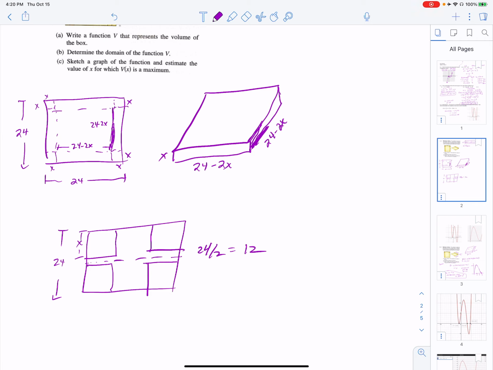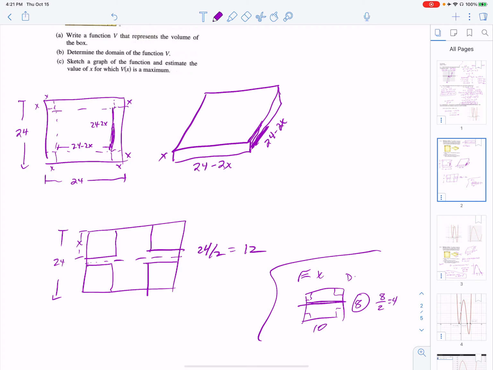So your domain on this type of problem is half of whatever your smallest dimension is. So a different example would be, what if you started with an 8 by 10 and you cut out corners of x? Your smaller dimension would drive your domain. And 8 divided by 2 is 4, so you can't actually let x be as large as 4, or you would cut this side in half. And so your domain on this would be 0 to 4, not inclusive, using interval notation.